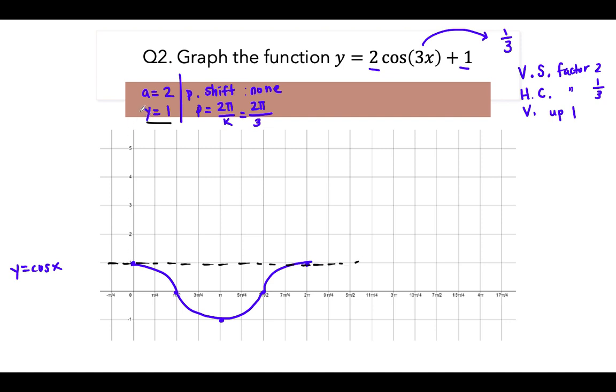And next, we are going to do the amplitude. Amplitude is 2, so that means I'm going to move 2 steps from the equation of axis. So 3 is going to be my maximum point. And you move 2 steps down at -1, this is going to be my minimum point. Then the period is 2 pi over 3. In this case, 2 pi over 3 is not labeled.